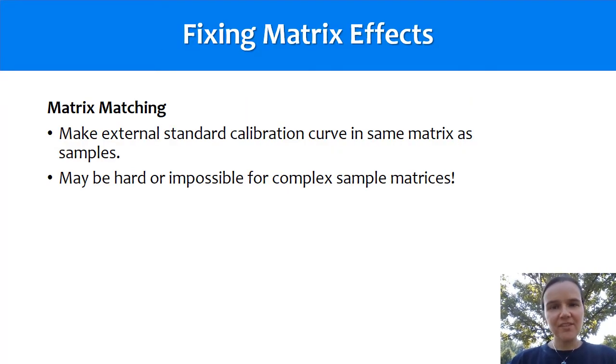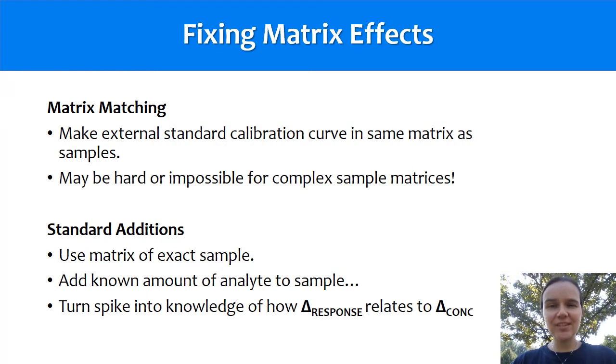To fix matrix effects, you really have two main options. The first is matrix matching. That's where you make the external calibration curve in the same matrix as your samples. That requires you to know what the matrix of your samples are and to be able to create that synthetically in the lab, which might be hard or impossible. The other option is to do something called standard additions. I'm about to get into that in pretty gory detail here.